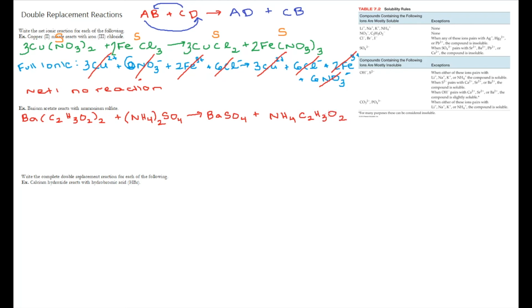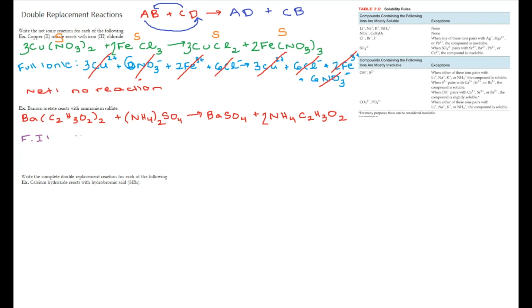C2H3O2. Now I need to balance. I see I have 2 acetates here, so I'm going to put a 2 in front there. Remember, you can't split it up. You got to put the 2 in front. And I got 2 ammoniums, and I'm good. Okay, so let's now write your full ionic.